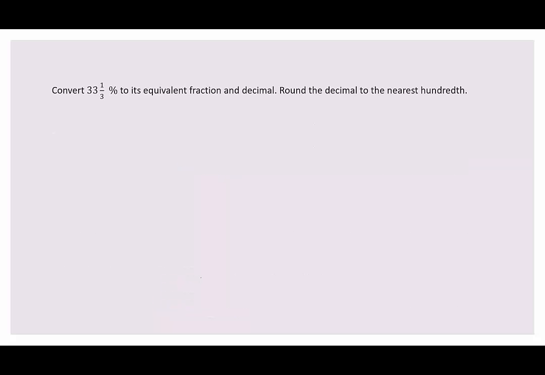Here we're given 33 1/3%. So we're given the percent, and we want to rewrite it as its equivalent fraction and decimal. For the decimal, we will have to round, and we're going to round to the nearest hundredth. Let's start by converting the percent to a fraction.